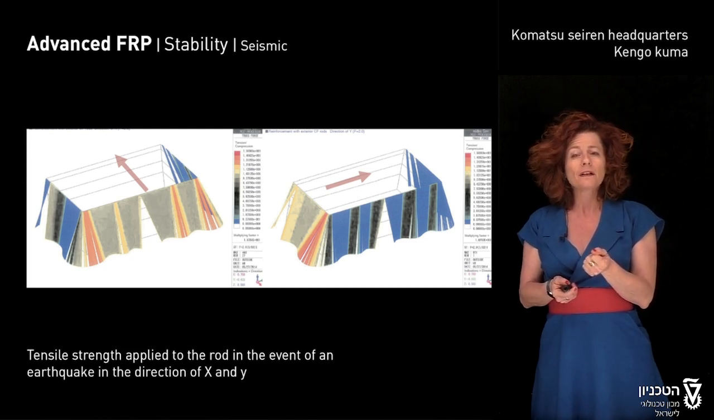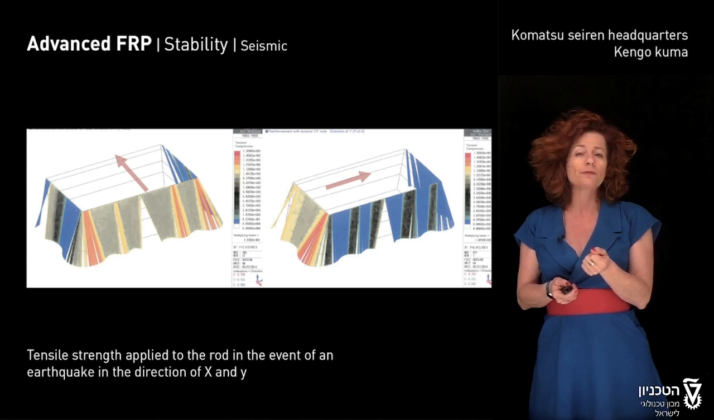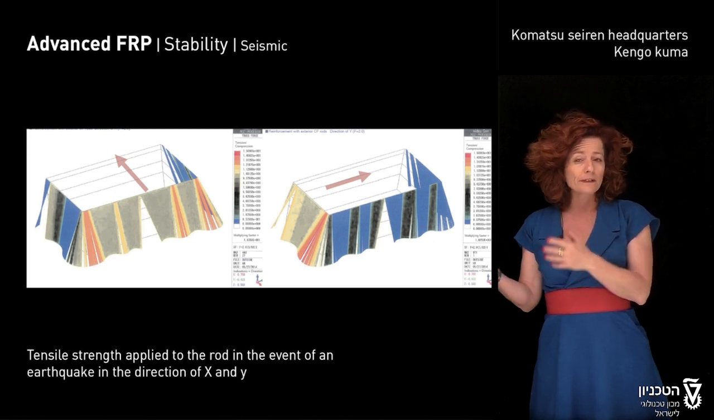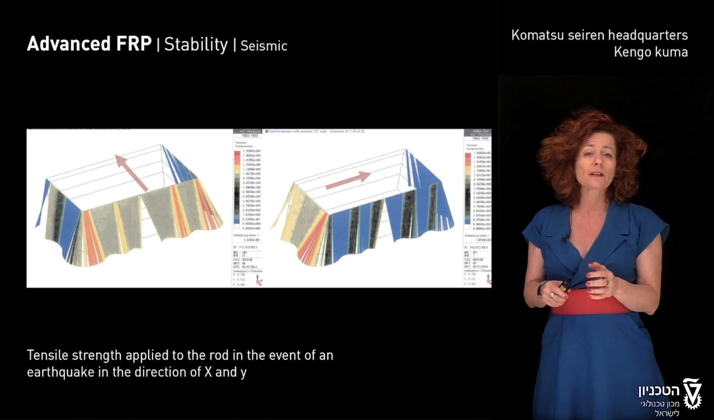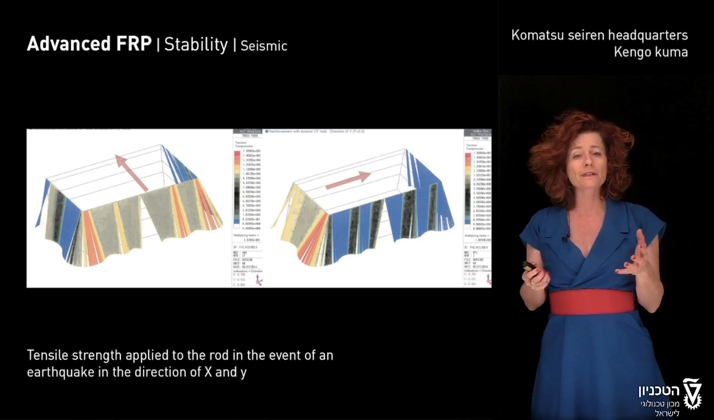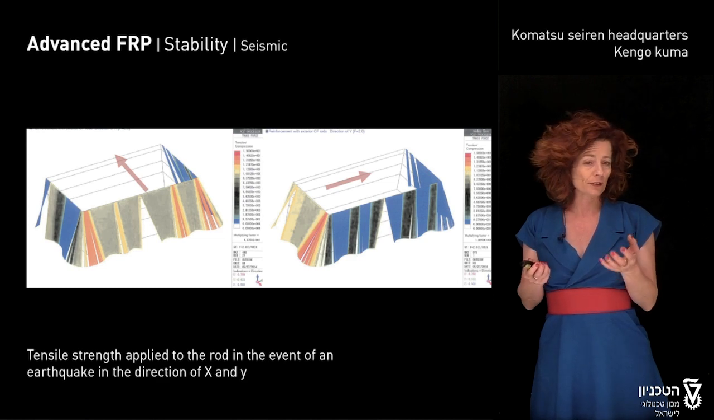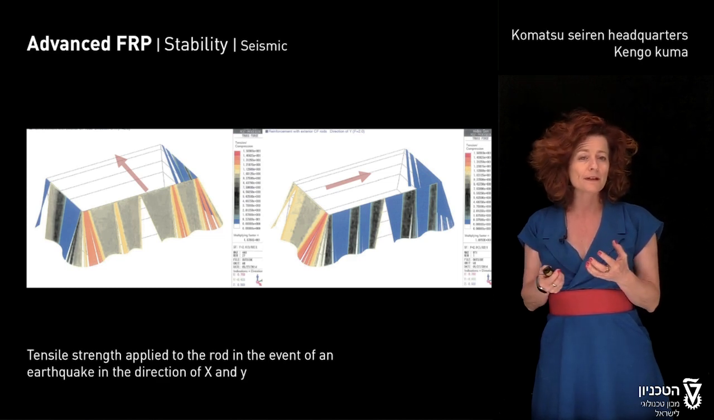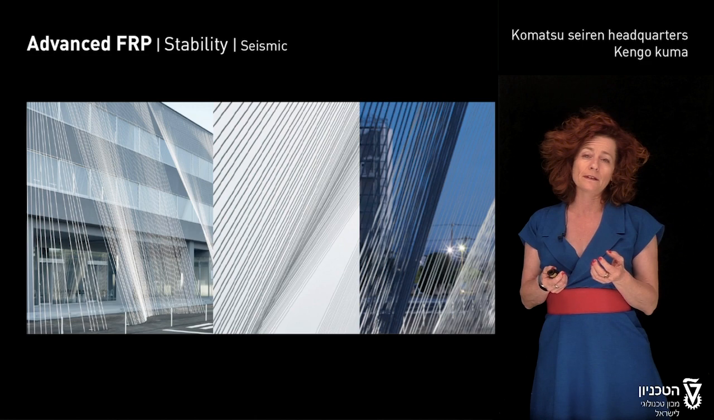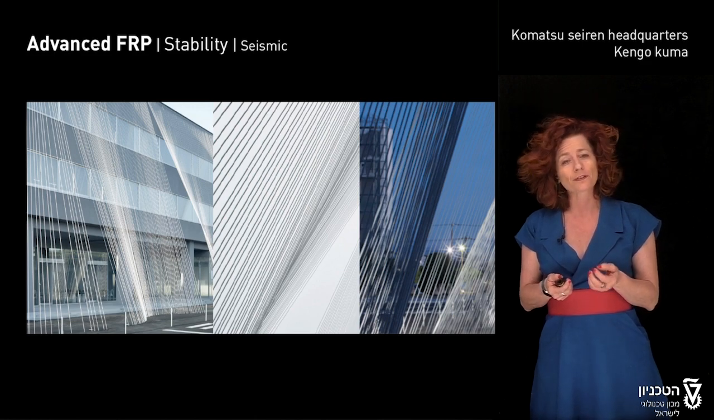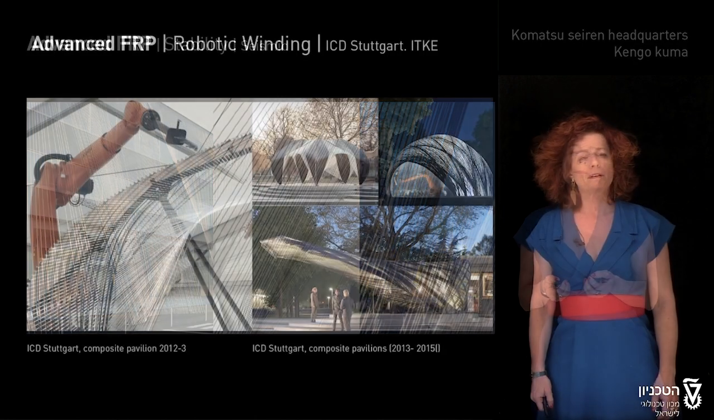earthquake. You see here the tensile strength applied to the rods in the event of an earthquake on the X direction and Y direction. The cables go under a tension that is within their structural limits, and therefore it could stabilize the building dynamically in that case for seismic purposes.